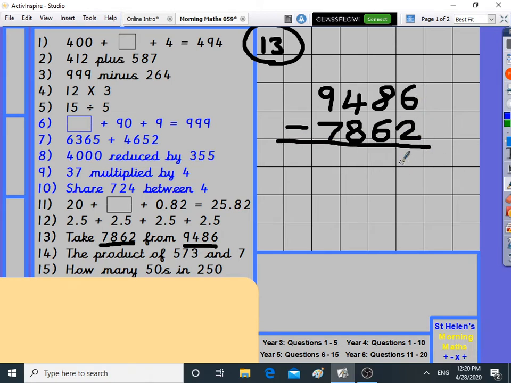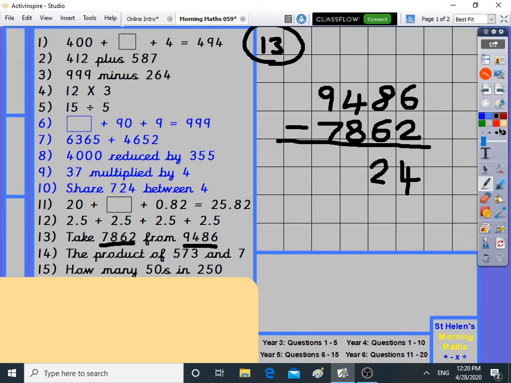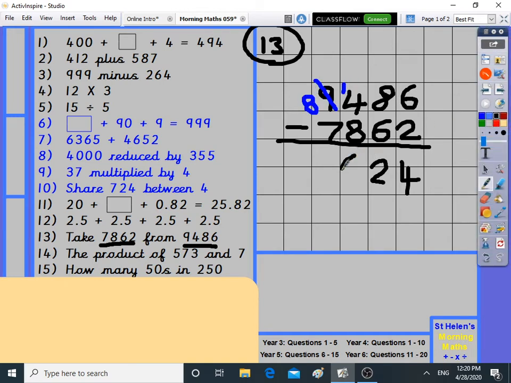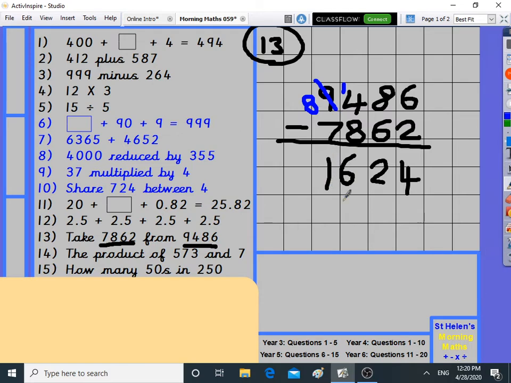6 take away 2 is 4. 8 take away 6 is 2. 4 take away 8 we can't do, so we'll do some borrowing. That goes down to an 8, lends 1. 14 take away 8 is 6. 8 take away 7 is 1. 1,642. Minus made things get smaller.